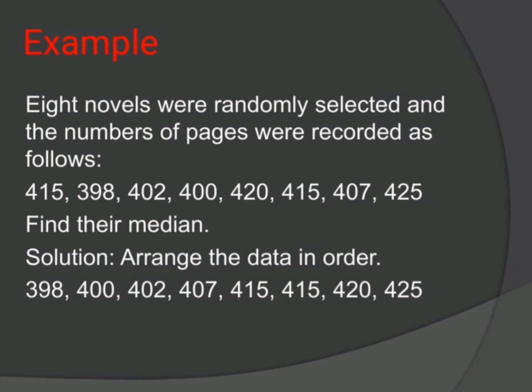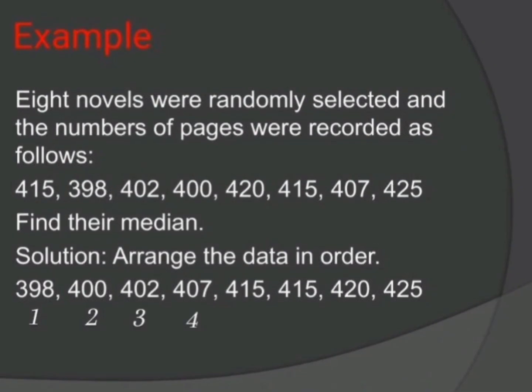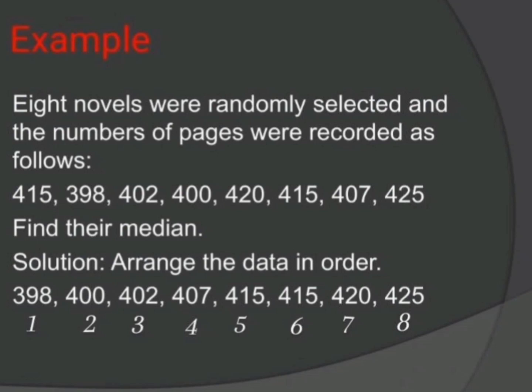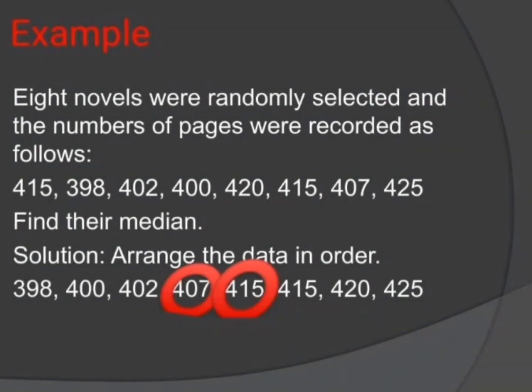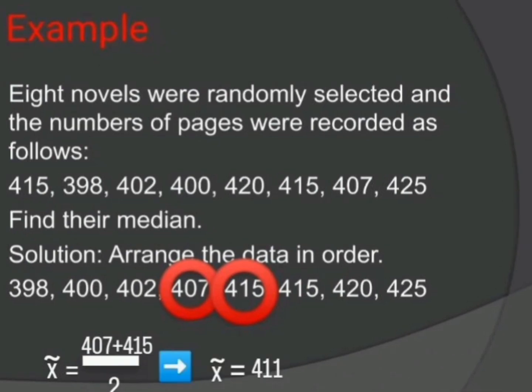So let's count the given data. 1, 2, 3, 4, 5, 6, 7, 8. So we have an even number of data. Since we have two middle values, and those are 407 and 415, we are going to add the middle values and divide by 2. So therefore our median here is 411.